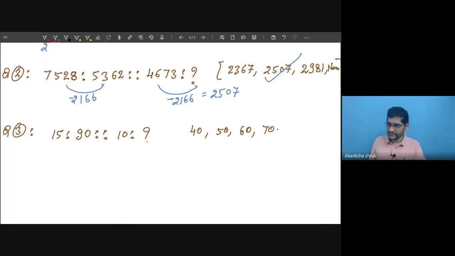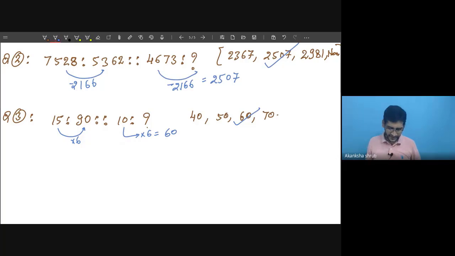Very simple relation we are observing. If I am taking the difference, whether that is being followed, the difference is in terms of 5, but none of these options are in terms of 5. So it appears to be a multiple. So 15 into 6. So try this with 6. So it is 60. So 60 is in the options. Okay.